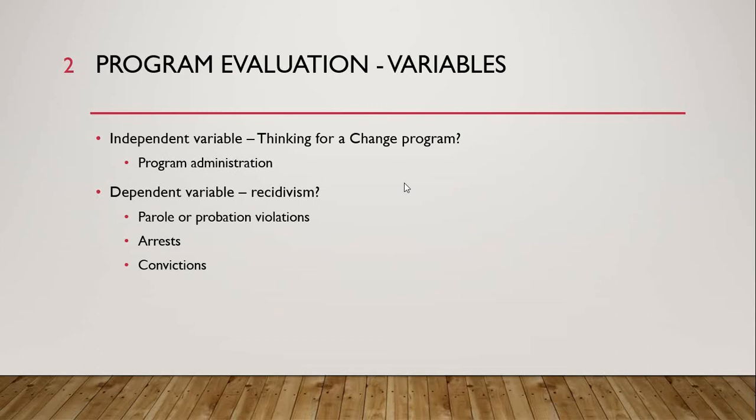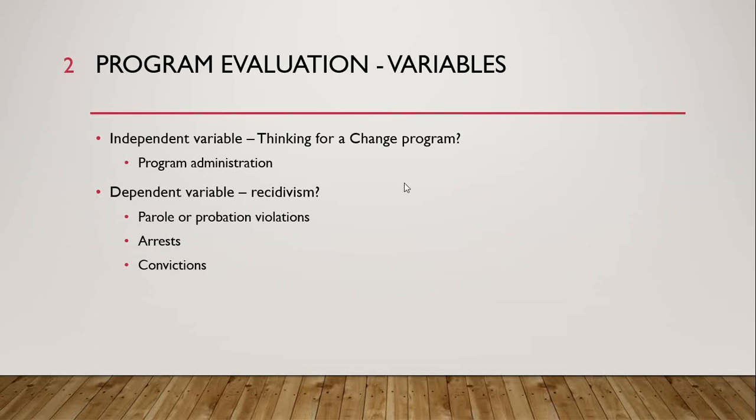And so we need to think about how exactly we're going to operationalize some of these concepts and how we'll measure them. So we can think about this like a causal argument. So if we do Thinking for a Change, then we should see a reduction in recidivism. And from that, we can derive independent variables and dependent variables. So our independent variable in this scenario would be the Thinking for a Change program. And the dependent variable then would be recidivism. So again, we're arguing that if we do Thinking for a Change with inmates, that it should reduce recidivism.